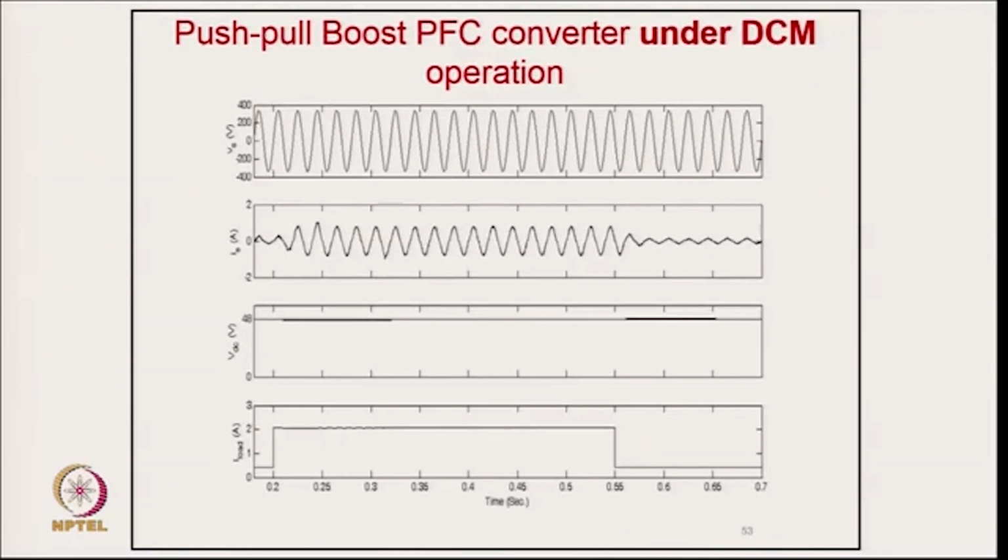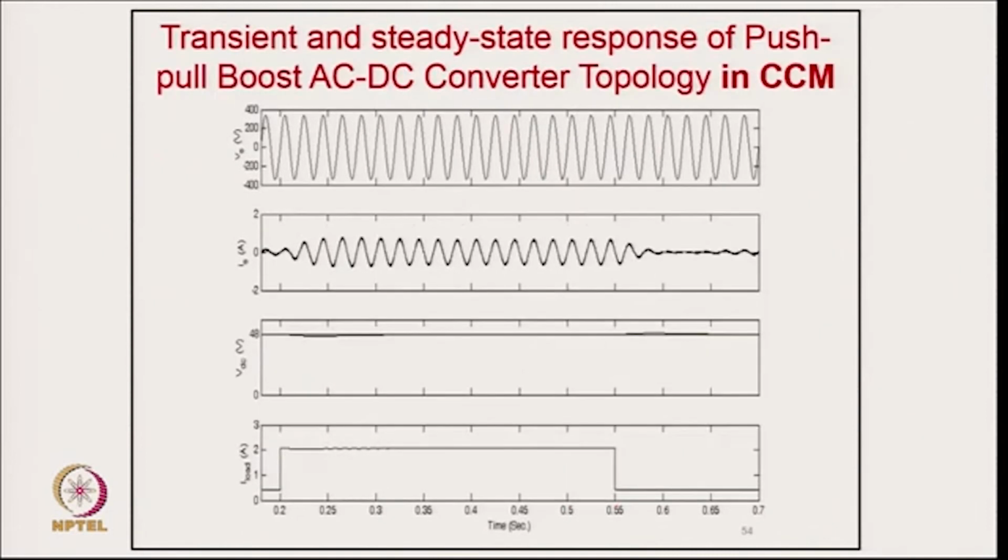And this is the case corresponding to DCM of this. Here you are designing it for discontinuous mode, so here also you can see the current is increasing when you increase the load, and decreasing when you decrease the load. This is the dynamic performance in DCM, and this is for push pull with CCM. Load increases and decreases, and the current increases or decreases, but remains in phase and close to sinusoidal.